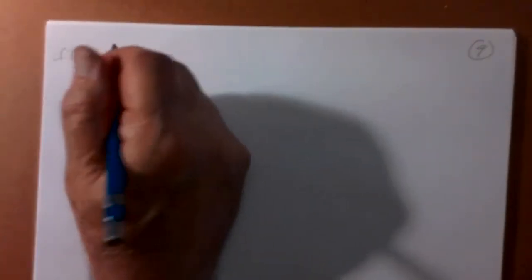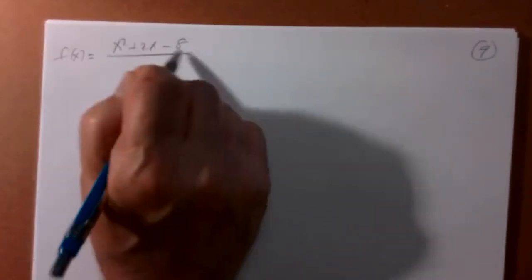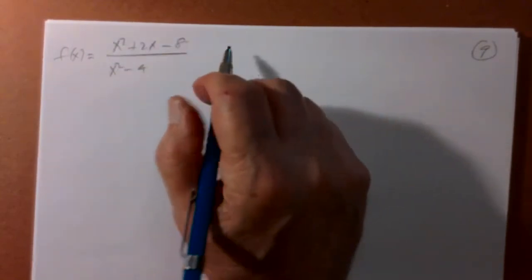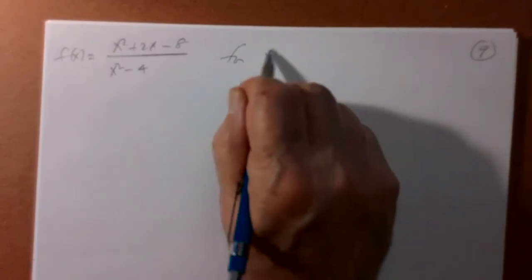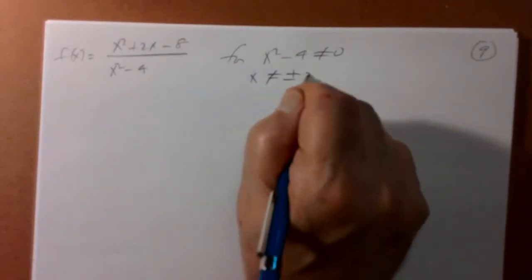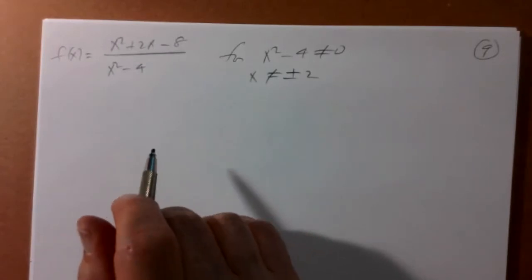Now there's a connection between removable discontinuities and finding vertical asymptotes. So here's a nice example. Suppose f of x is the rational function x squared plus 2x minus 8 over x squared minus 4. So this is only defined where the denominator is not zero. x squared minus 4 is not zero when x is not equal to plus or minus 2. Everywhere else, this is a perfectly nice function.